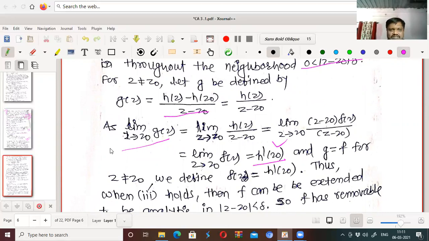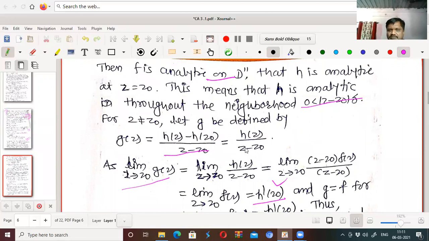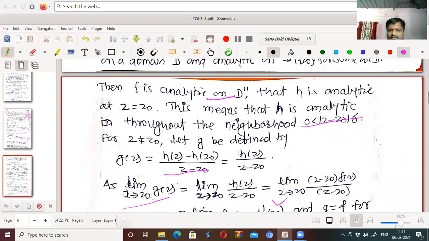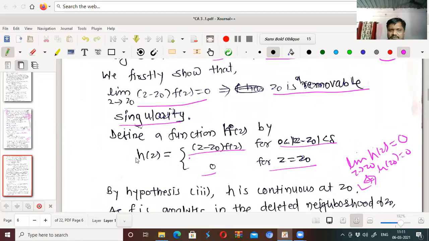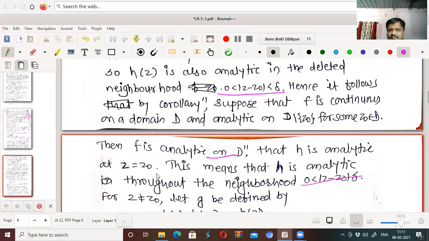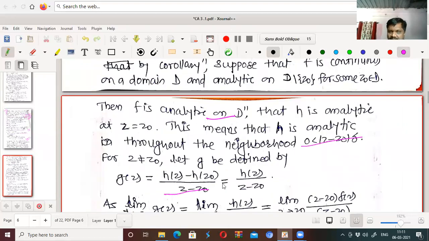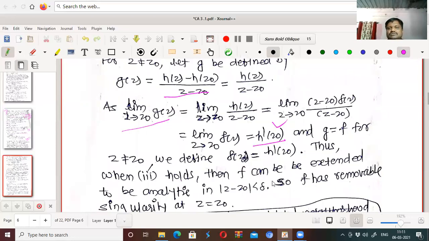So what is g here? G we have defined by h of z upon z minus z0, and it is equal to f. What is f? F of z equals h of z upon z minus z0. And here also, g of z is h of z upon z minus z0. So g is equal to f for z not equal to z0.